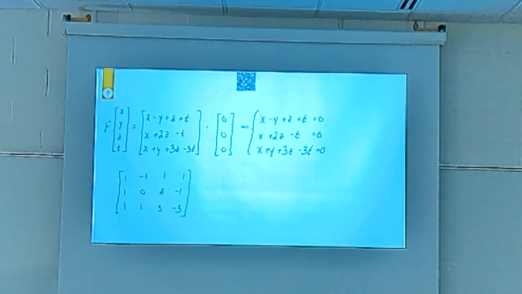I can't recall. I don't think we did row reduction with transformations, did we? So it's been a while since we looked at row reduction. We're back. Row reduce that. Just verify. But that's what you get.